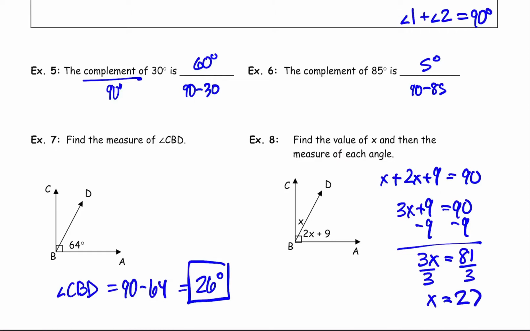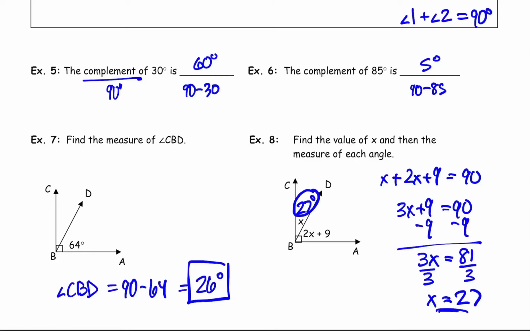Now we're not quite done because notice what the question says. Find the measure of each angle. So we found x. That's good. Now I need to find the measure of each angle. Well, this one's easy because this one here is just 27. So I got that. I can put it in the diagram and circle it.